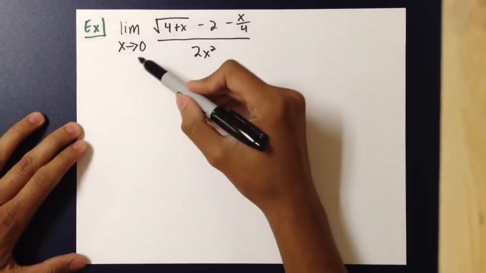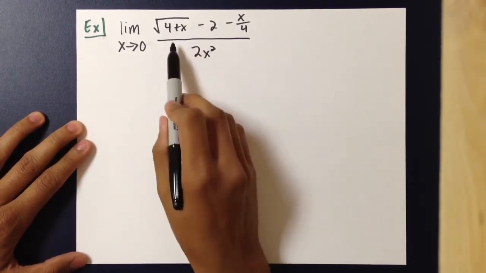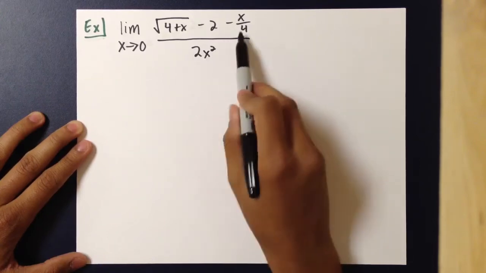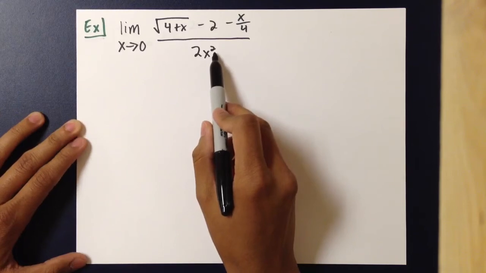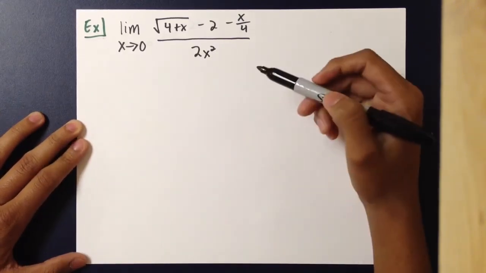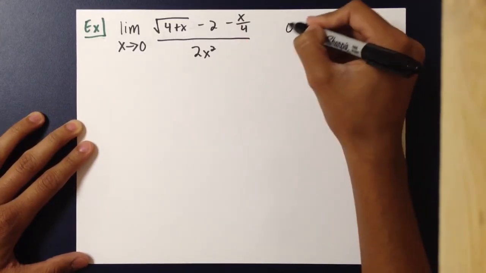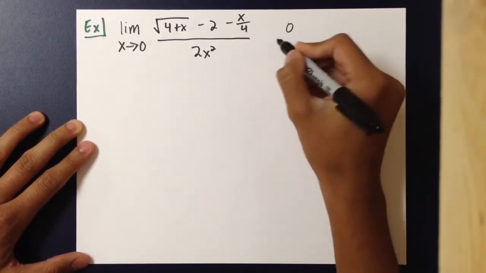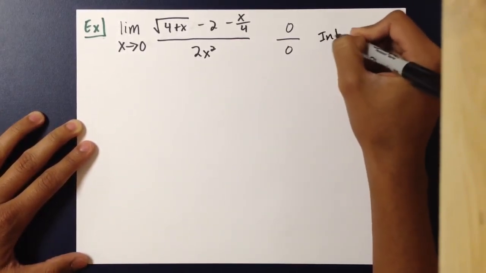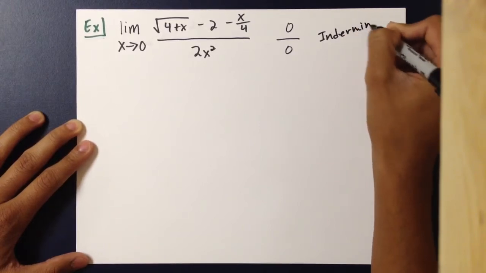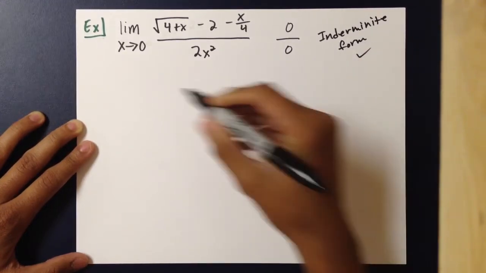The limit as x approaches 0 of the square root of 4 plus x, minus 2, minus x over 4, all over 2x squared. Now, let's check if this is in indeterminate form. The top does go to 0, and so does the bottom. So this is also indeterminate form, and L'Hopital's rule can be used.